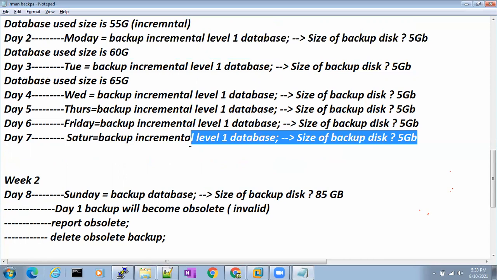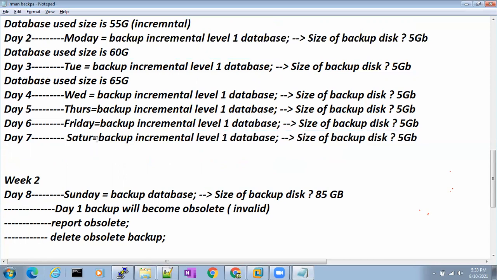That is why what we will do is there is something called cumulative backup. What is that? Cumulative backup. On every Saturday, instead of going with incremental, we can go with cumulative. What is the spelling of cumulative? C-U-M-U-L-A-T-I-V-E. Cumulative. Yeah.